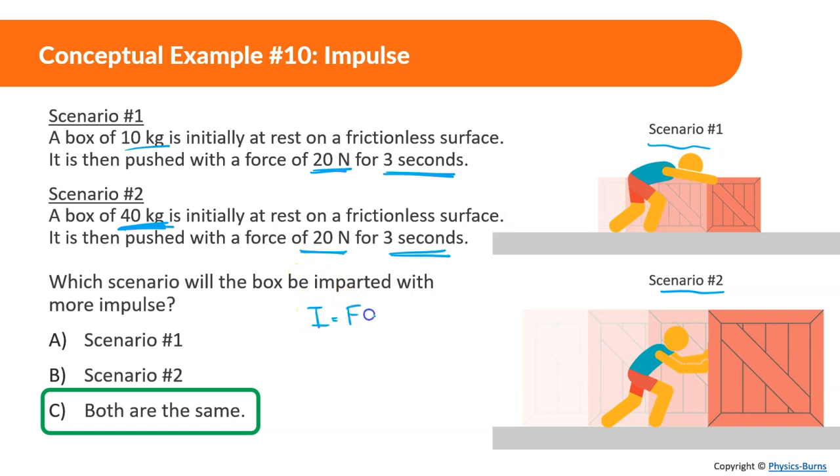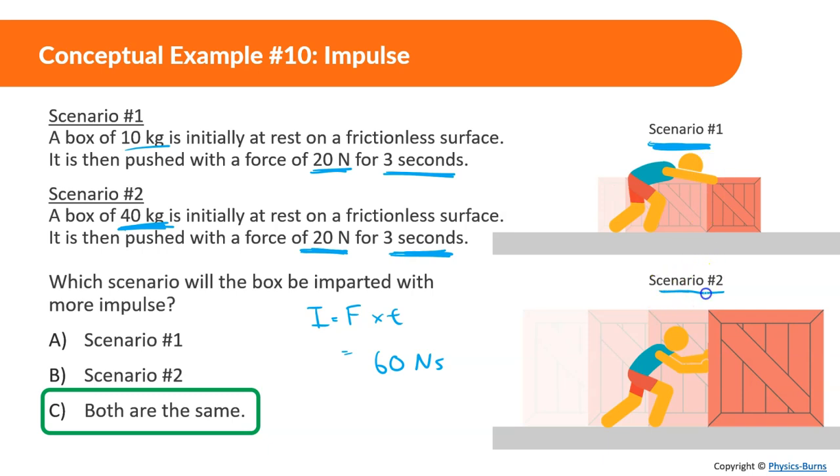Impulse is equal to force times time. So they both have 20 newtons of force acting on the box for 3 seconds. So in this case, they're actually both going to have 60 newton seconds. Okay, and that might seem weird. You might be like, well, scenario number 1 is going to be going faster, so shouldn't the change of momentum be more?